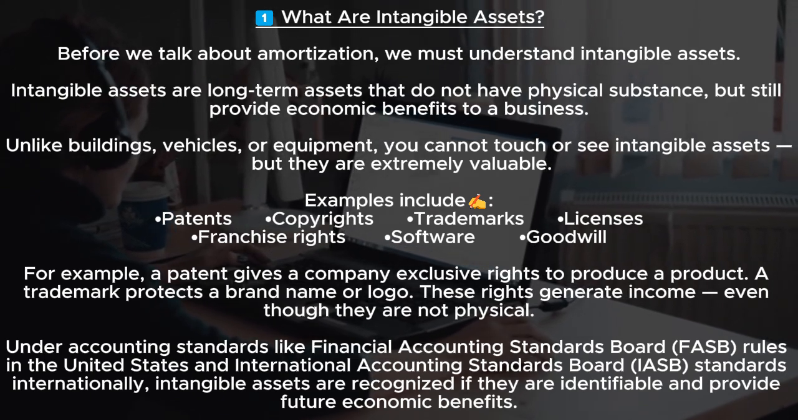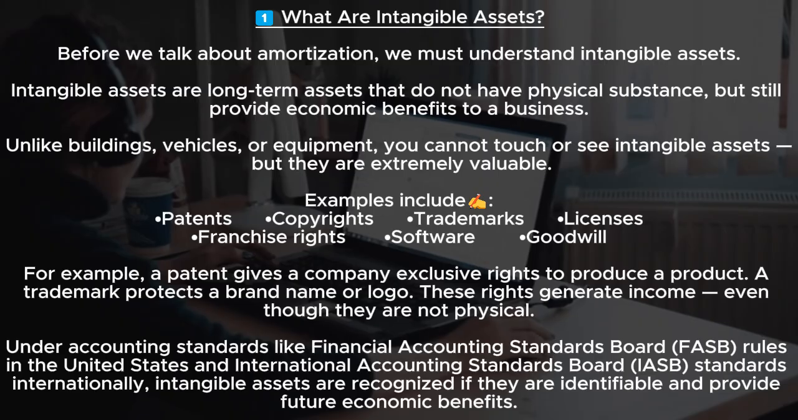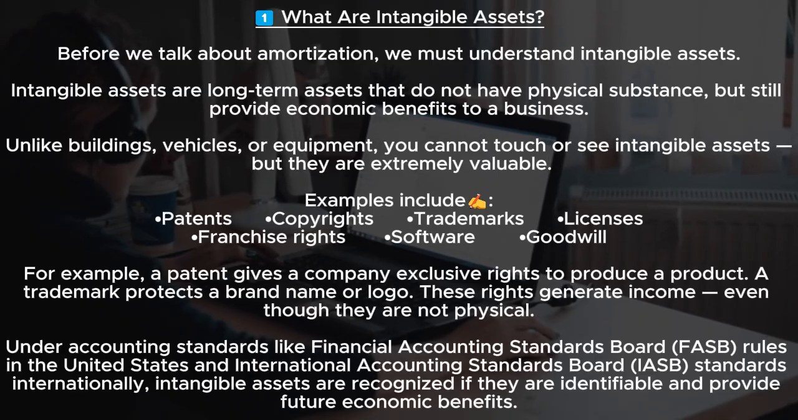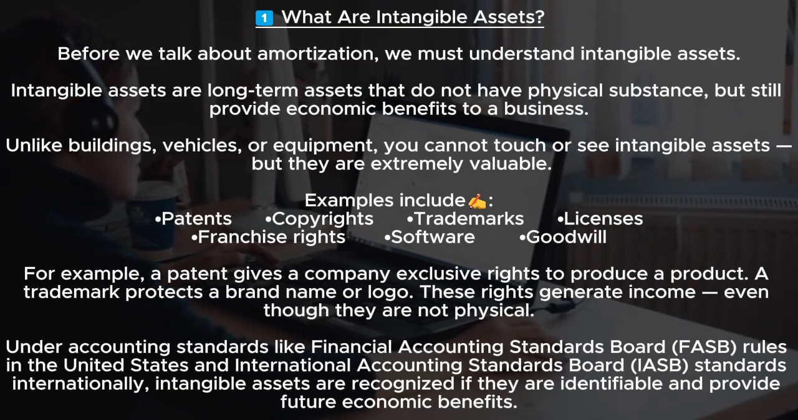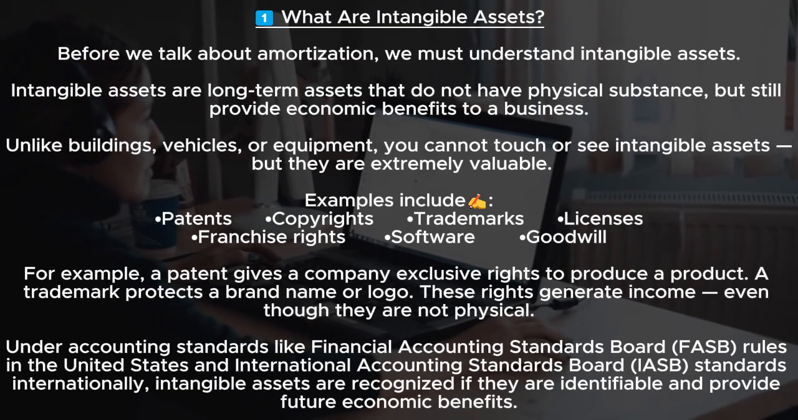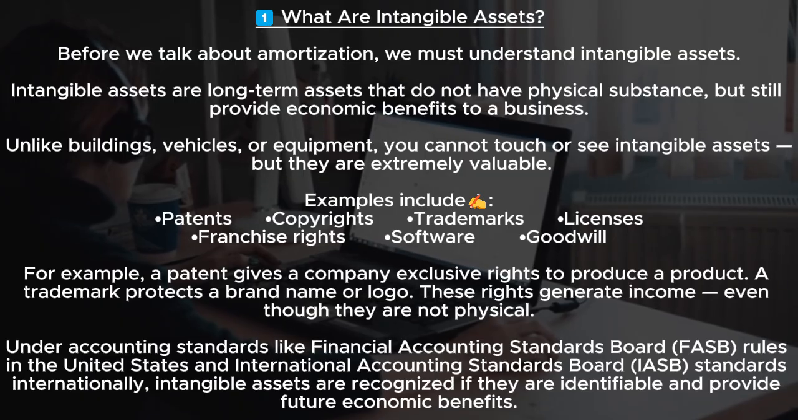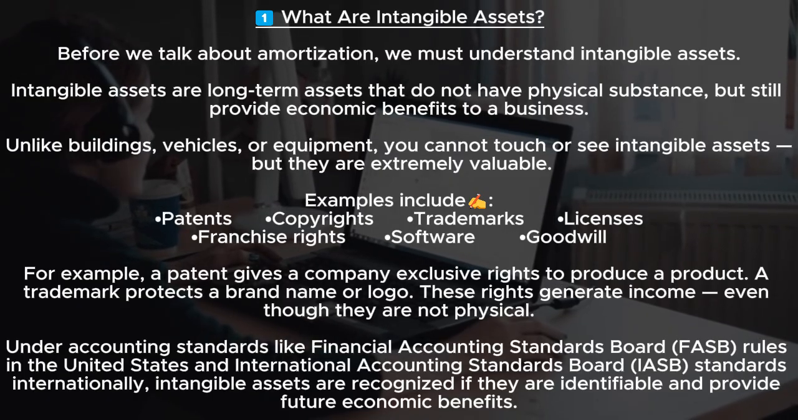For example, a patent gives a company exclusive rights to produce a product. A trademark protects a brand name or logo. These rights generate income even though they are not physical. Under accounting standards like Financial Accounting Standards Board rules in the United States and International Accounting Standards Board standards internationally, intangible assets are recognized if they are identifiable and provide future economic benefits.